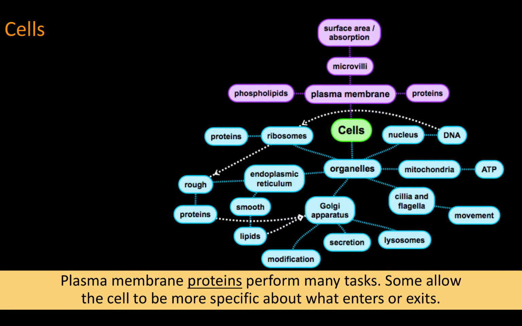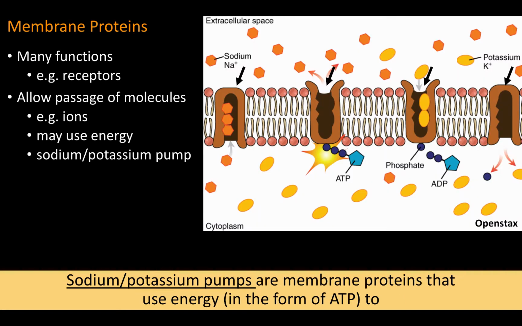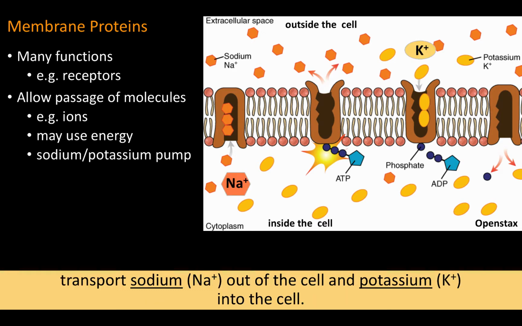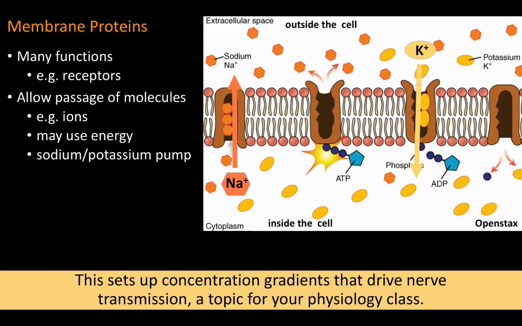Plasma membrane proteins perform many tasks. Some allow the cell to be more specific about what enters or exits. Sodium-potassium pumps are membrane proteins that use energy, in the form of ATP, to transport sodium, Na+, out of the cell, and potassium, K+, into the cell. This sets up concentration gradients that drive nerve transmission, a topic for your physiology class.